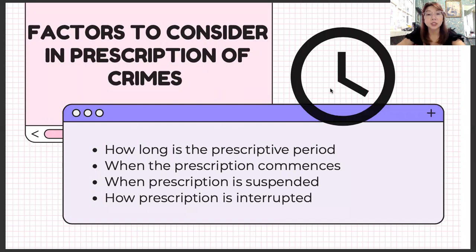What are the factors to consider in the prescription of crimes? First is how long is the prescriptive period? Second is when the prescription commences. Third is when prescription is suspended. And fourth is how prescription is interrupted. So we'll discuss this one by one.